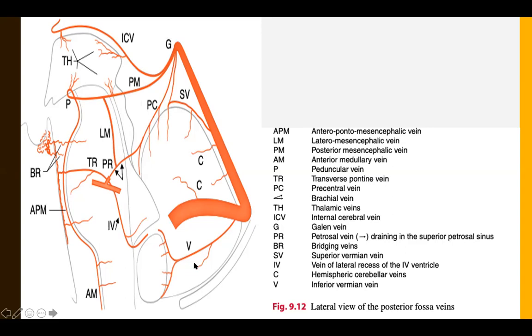So these are the main tributaries of the petrosal group, and these are the main Galenic group. And here we can see the inferior Vermian vein. This is the tentorial group, where only one vein is important, and that is the inferior Vermian vein.